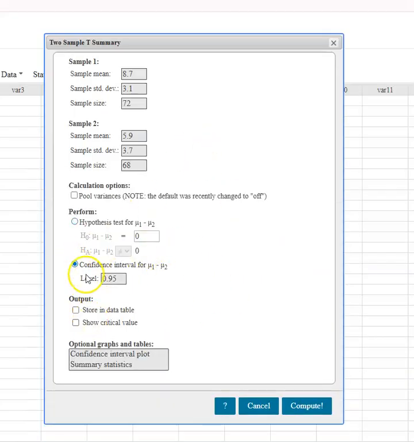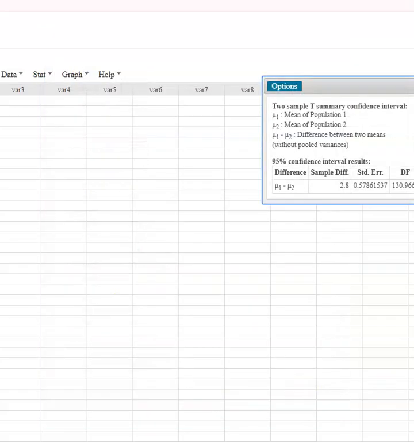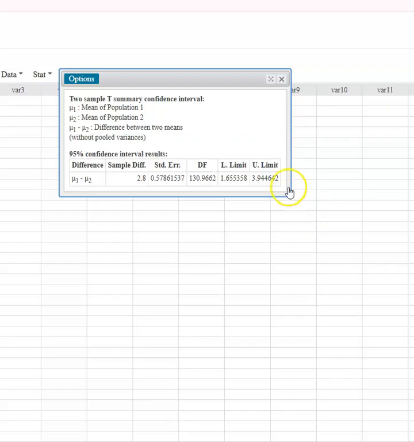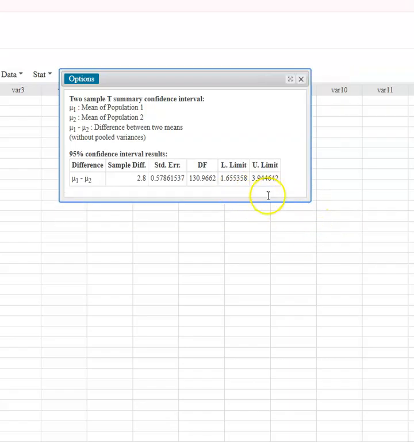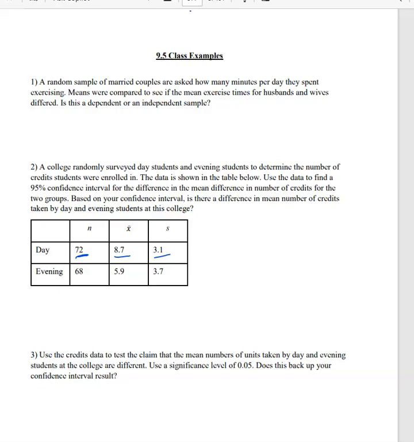So I'm going to click down here where it says confidence interval. I'll leave it as 95%. We're estimating the difference between mu1 and mu2. So here is the information. Notice that my lower limit and my upper limit are both positive. So I'm going to write that down: 1.66 and 3.9. I'm just going to say 1.7 and 3.9 are my numbers. So my interval is 1.7 to 3.9.